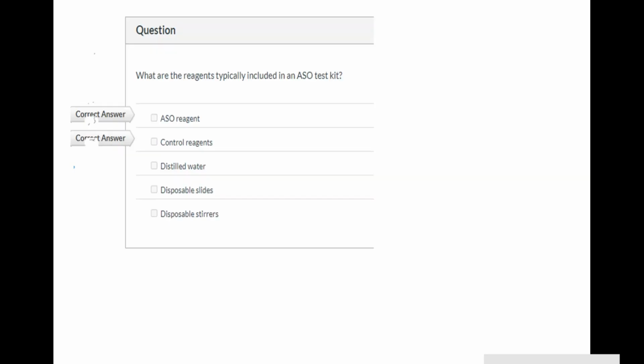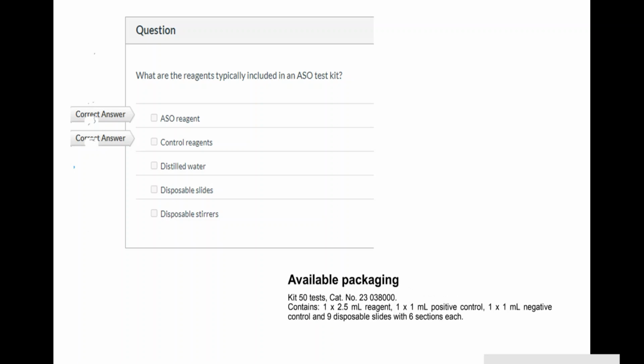So for our next question, what are the reagents typically included in an ASO test kit? Of course, the reagents are ASO reagent and control reagents. Distilled water is not included in the reagent kit. Disposable slides and disposable stirrers are included in the test kit, but they are not reagents. Okay, they are materials to use during the testing. So the answer here is ASO reagents and control reagents. If you were able to read the package inserts that I have sent you, this is the typical content of an ASO test kit.